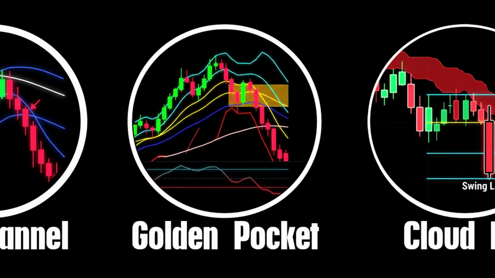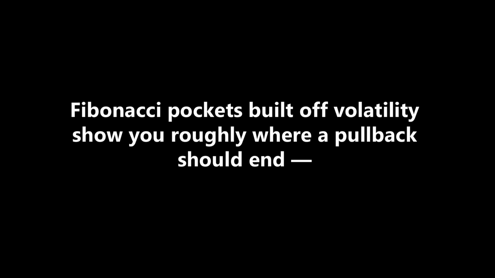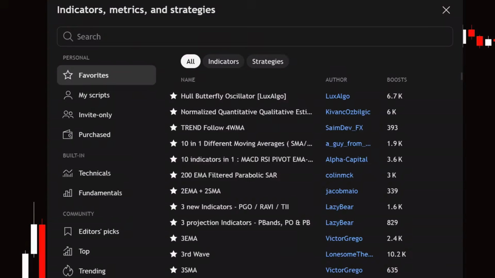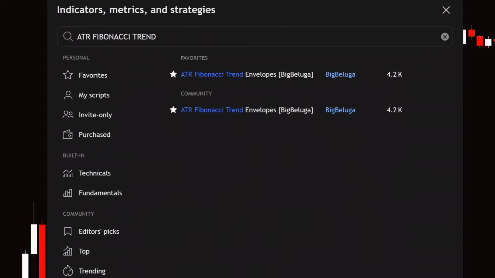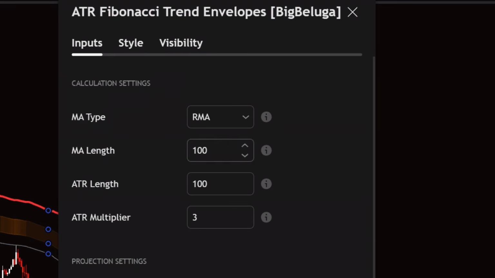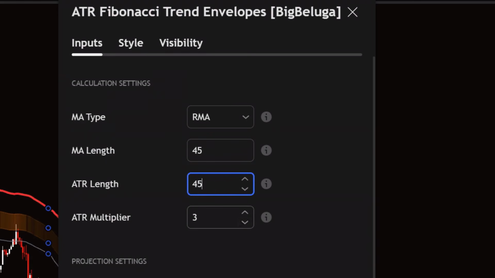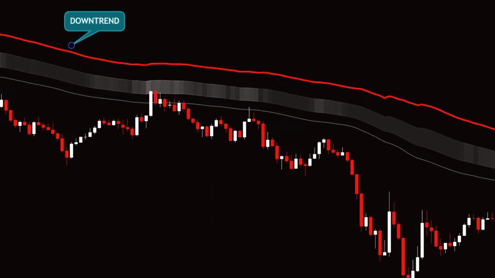Golden pocket momentum strategy. Fibonacci pockets built off volatility show you roughly where a pullback should end, but a range oscillator tells you the exact moment it actually does. Set your ATR Fibonacci Trend Envelope to a moving average length of 45 and an ATR length of 45. It blends the ATR volatility, filtering the Fibonacci golden ratio math to curve out high probability buy and sell pockets inside the trend.